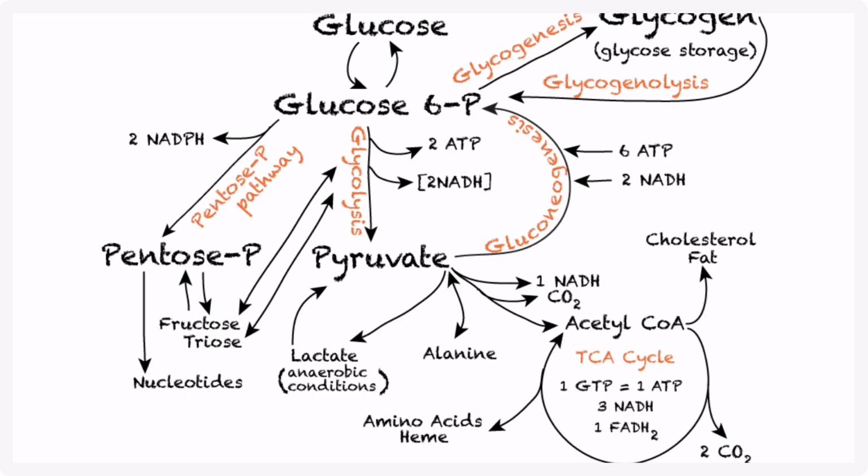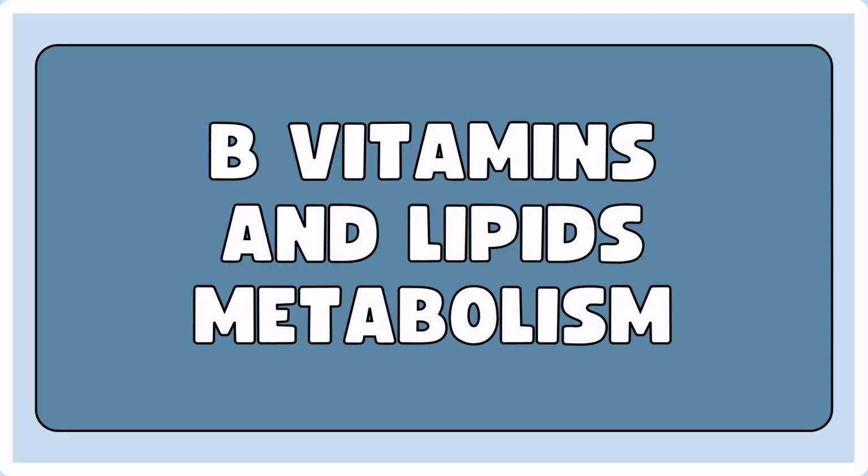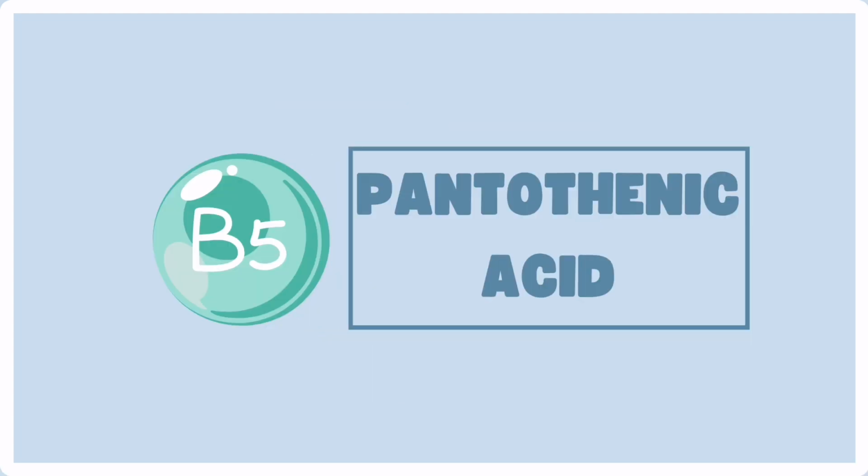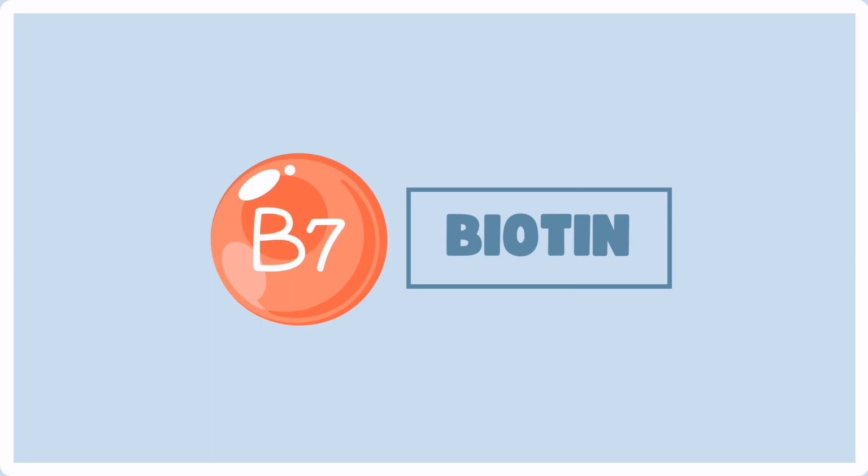To summarize, lipid and carbohydrate metabolism is tightly linked, with both playing critical roles in energy storage, consumption, and overall metabolic balance. These processes are dynamically regulated by the body in order to respond to shifting energy demands and nutrient availability. B vitamins and lipid metabolism. 4 of the 8 B vitamins are required for the processes of beta oxidation, ketogenesis, and lipogenesis. Niacin, riboflavin, pantothenic acid, and biotin are examples.